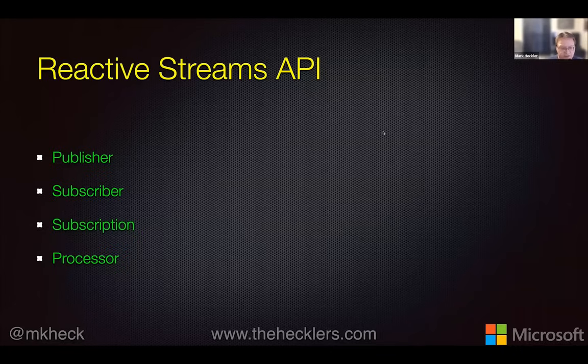So you have a publisher interface, which is the thing that produces values; the subscriber interface, which is the thing that consumes those values; a subscription, which is the contract entered into between subscriber and publisher; and then a processor, which incorporates the subscriber interface and the publisher interface, because it will receive values, manipulate them in some way, and then pass them on to its subscribers.